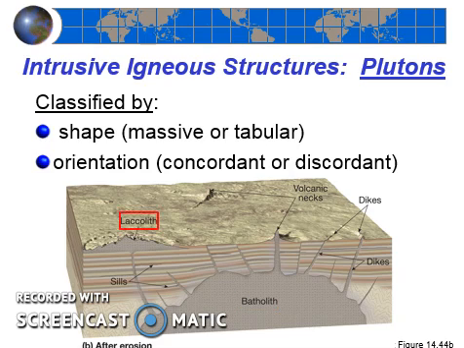Next, let's look at laccoliths. Laccoliths are essentially a little blister of magma that is intruded between sedimentary layers. You'll notice that it doesn't have a linear look to it. It is a big old blob, so it's massive. But in this case here, it has actually slipped in between the sedimentary layers. So it's concordant.